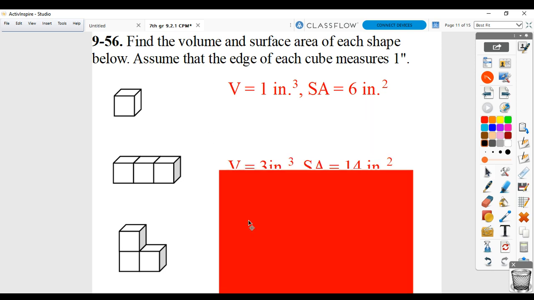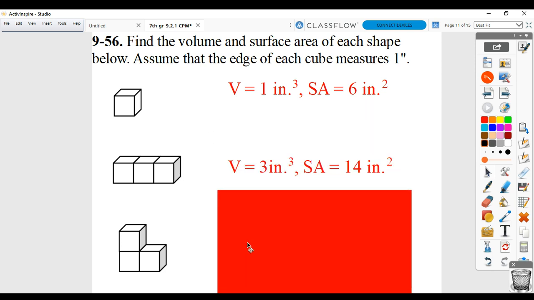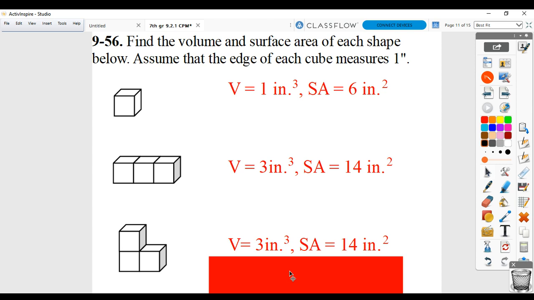For the second, the volume is 3 cubic inches, and the surface area is 14 square inches. And for the bottom one here, the volume is 3 cubic inches, and the surface area is 14 square inches. So even though these two look very different, they actually both have the same volume and surface area.